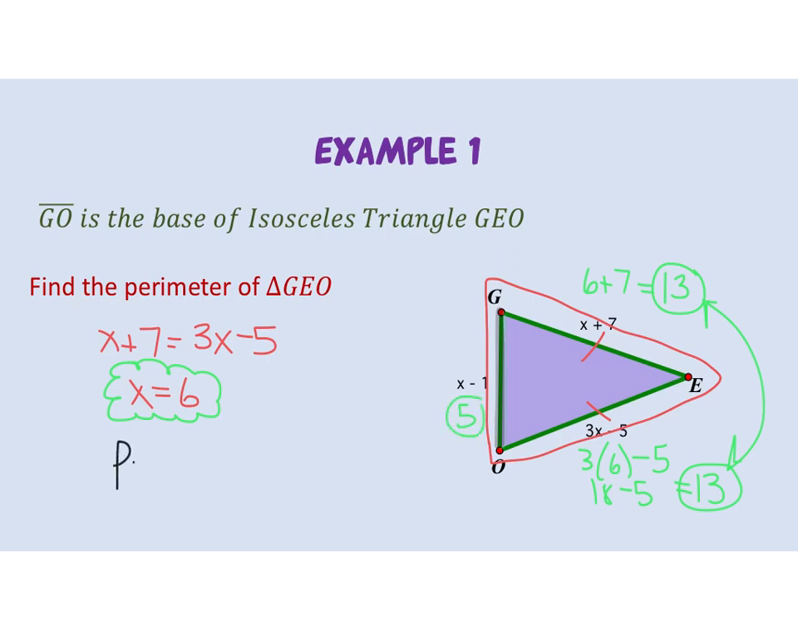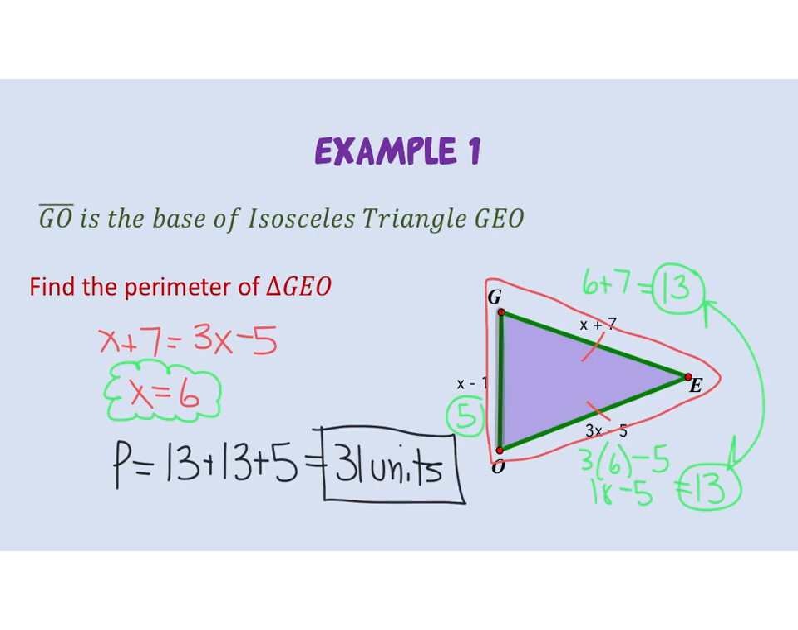So the perimeter of this triangle, you would add up all the sides. So 13 plus 13 plus 5 gives me 31. I don't have units here, so I just write 31 units. If it was inches, I would say it's 31 inches. Feet, I would say how many feet. But here we don't have units, so we just write the word units, or you could put a lowercase u.